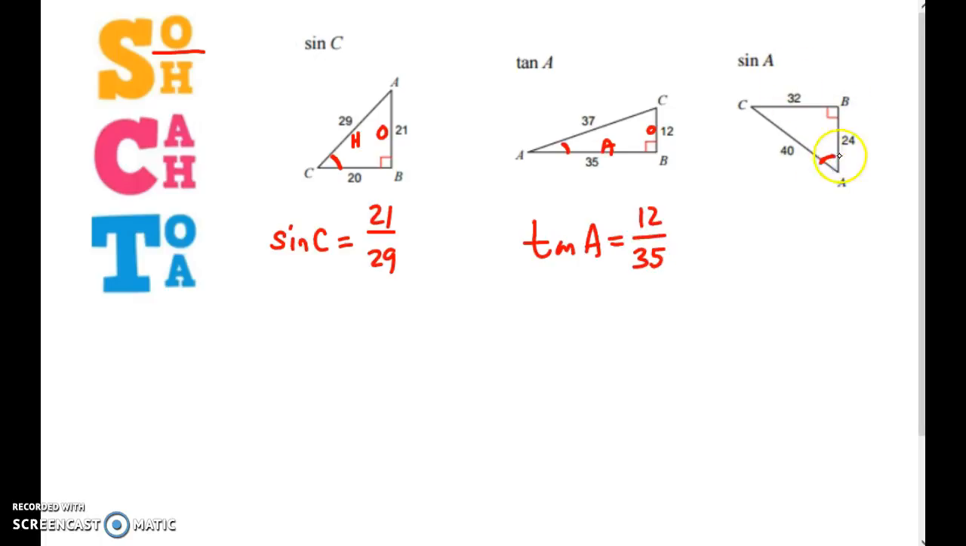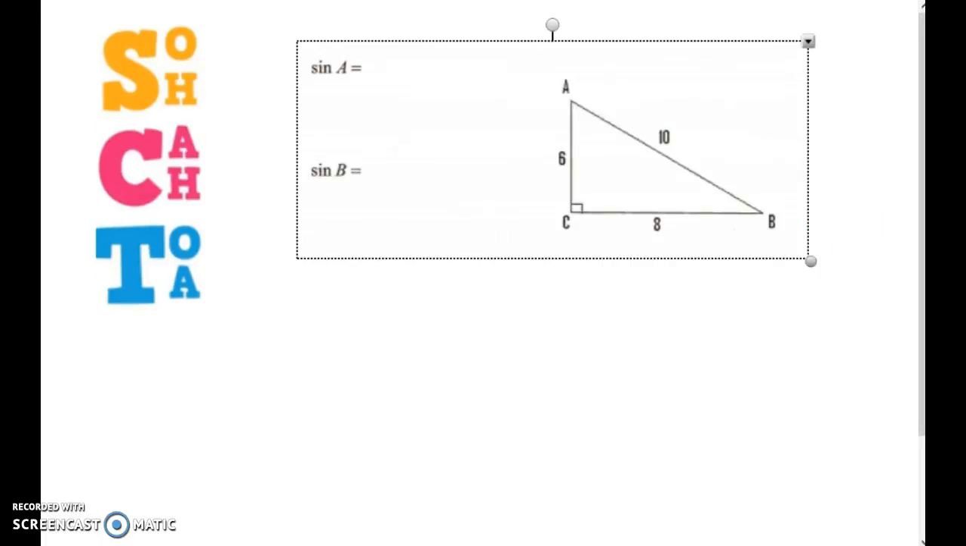Sine of A, be careful, they moved the triangle on us. A is down here, my opposite is up there, and my hypotenuse is always across from the 90. So my sine of A in this problem is going to be 32 over 40, which of course you're welcome to reduce.